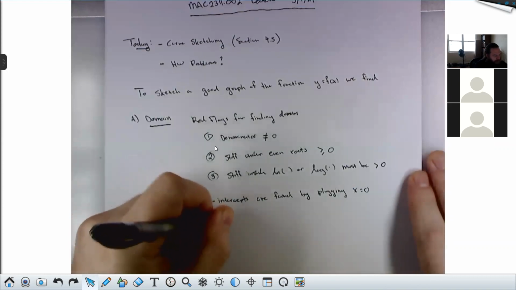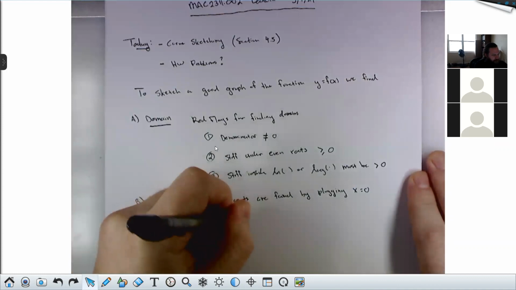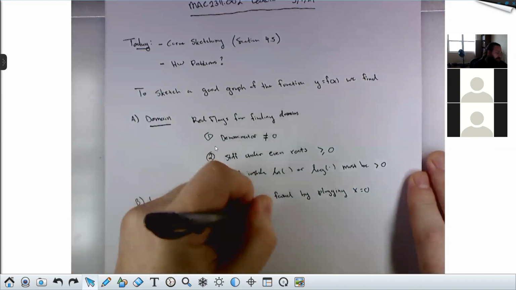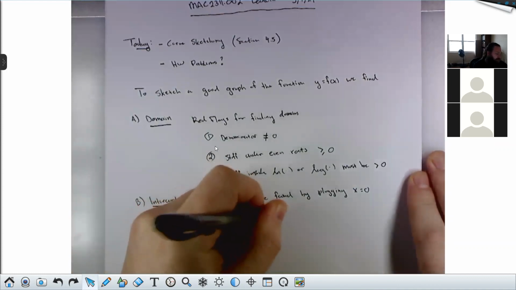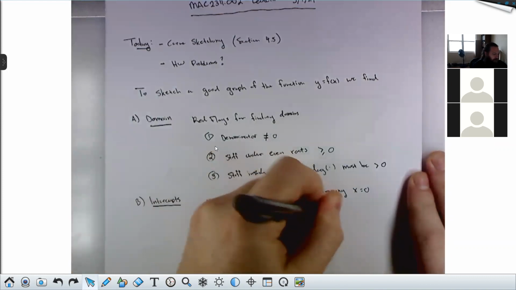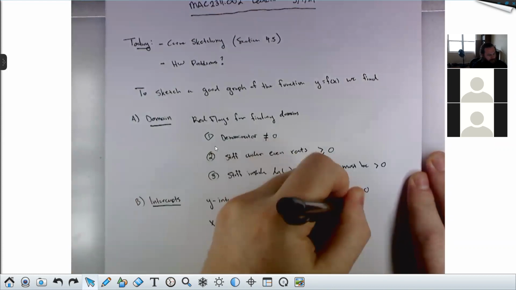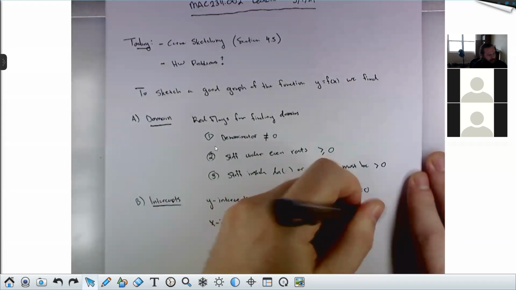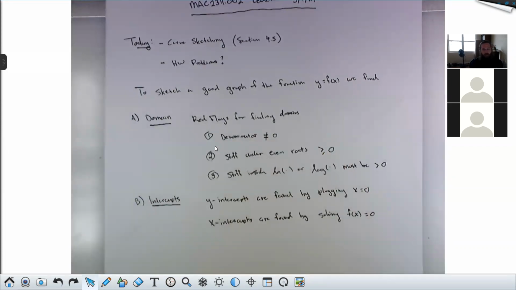And that's fine. Not every function has to have a y-intercept. To find x-intercepts, these are found by solving the equation f of x equals 0. And if your function happens to have a top and a bottom, like your function is a big fraction, usually you can get away with just setting the top equal to 0. But that's because that's equivalent to setting the whole thing equal to 0.